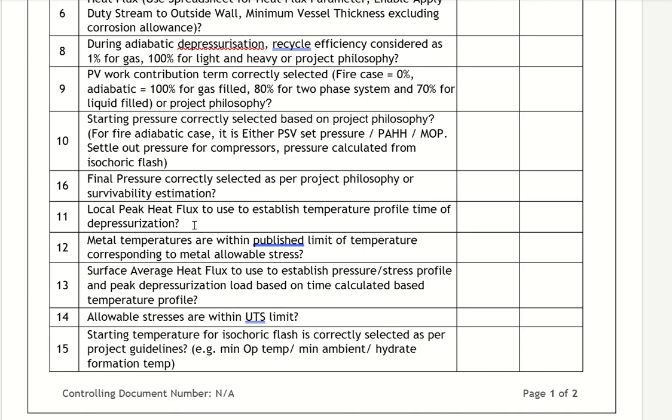The local heat flux is to be used to establish the temperature profile, and the time for the depressurization. Mostly this is effective for the peak heat fluxes in the jet fire case, where we have to see that the maximum heat flux doesn't increase stress in the pipe. So the time should be selected such that your maximum heat flux doesn't increase the stress and cause premature damage of the piping.